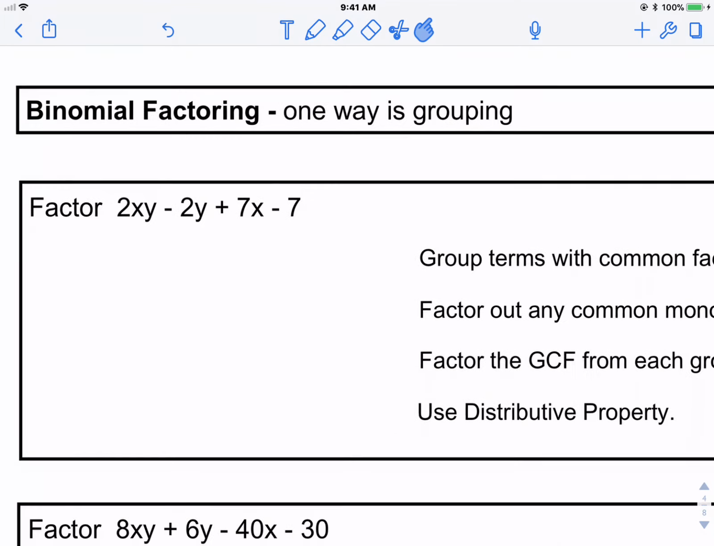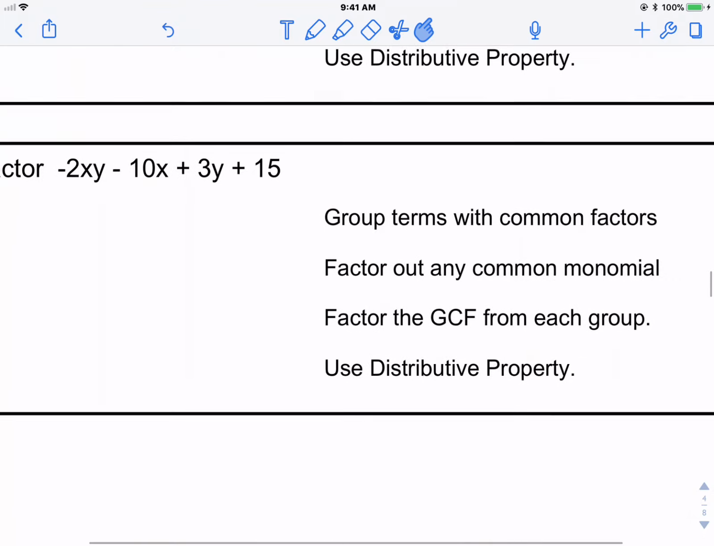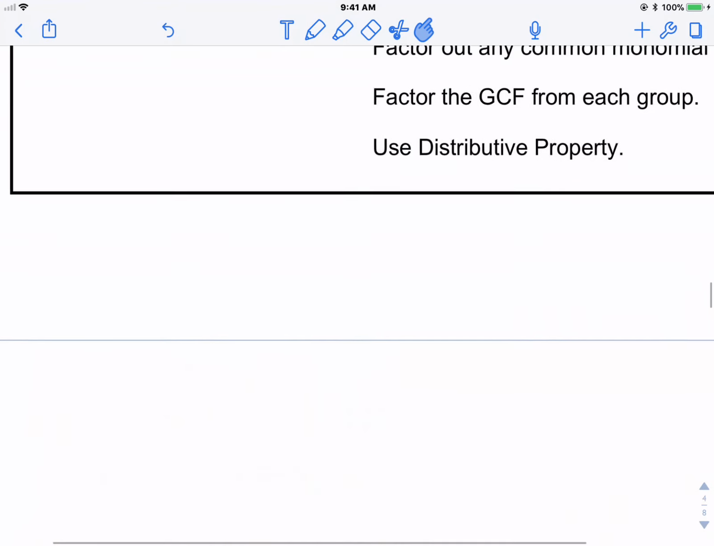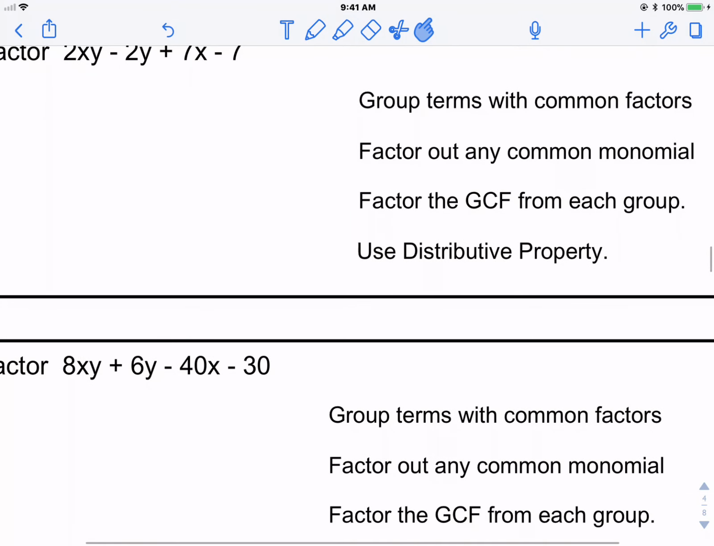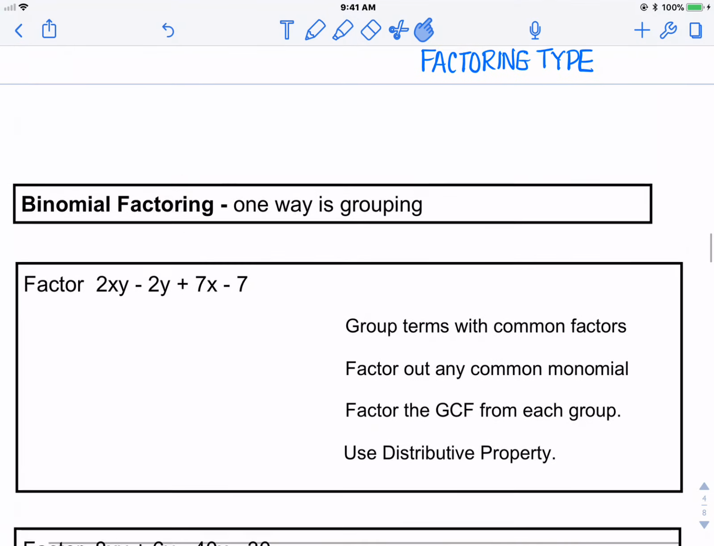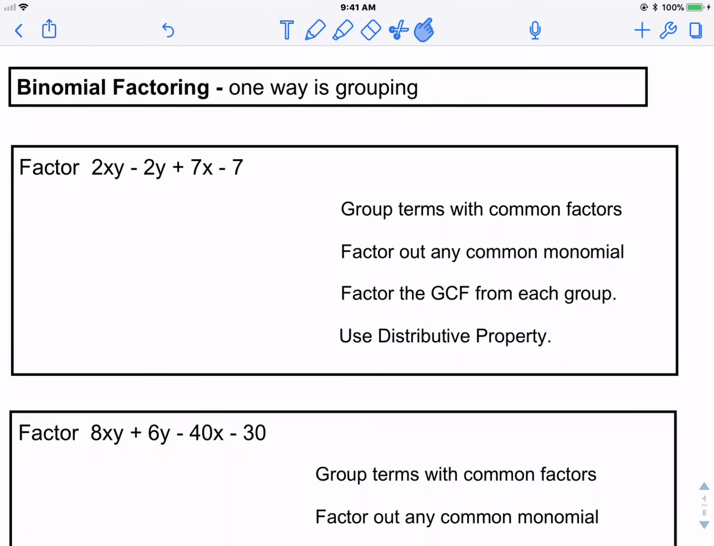That worked. Okay, on your next page, your final page, we're going to talk about how to binomial factor. Okay, and then we'll actually get your homework going. And this video is a little bit long, so if you needed to pause and take breaks, that's what you should do. So binomial factoring, one way is grouping.